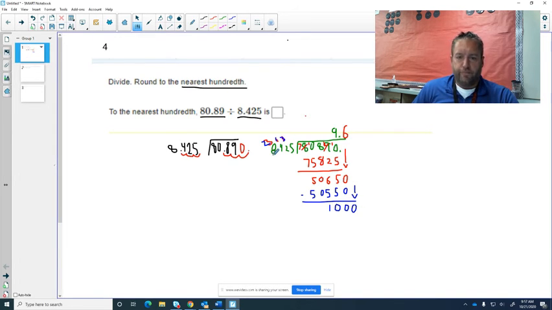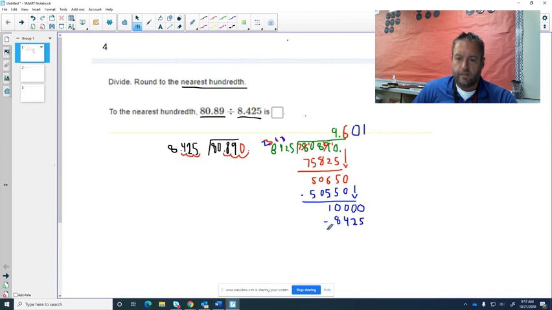We have 8,425 cannot go into 1,000. Since we brought down the 0 and another 0, 8,425 goes into 10,000 once. And 1 times 8,425 is 8,425.